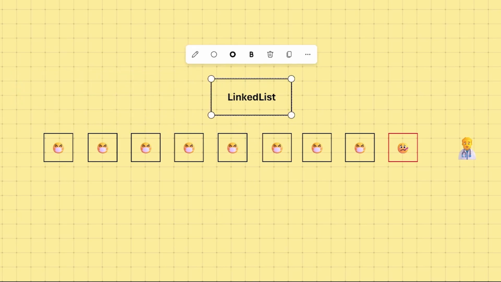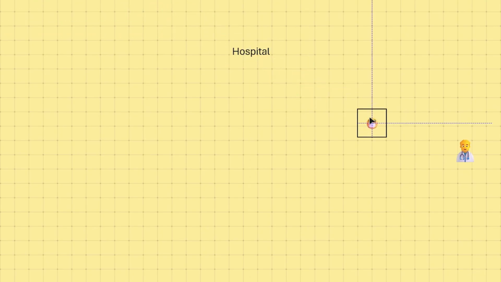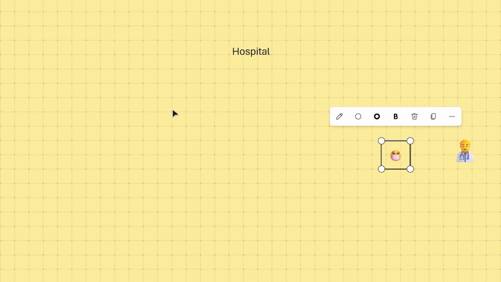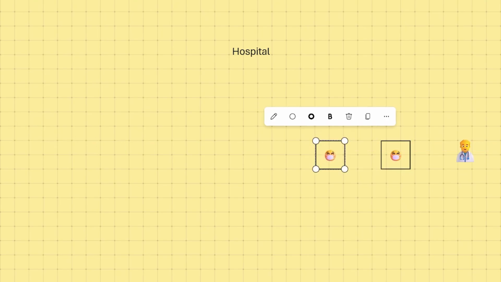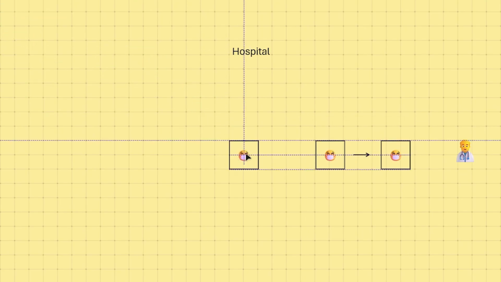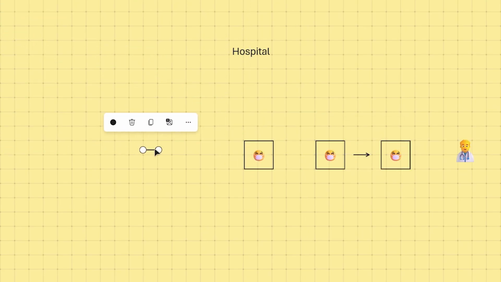a linked list. In my Spring Boot backend, patients aren't forced to sit side by side in a solid block of memory. Instead, they are individual nodes. Each patient just holds their own medical data plus a single pointer, a reference to whoever is next in line.